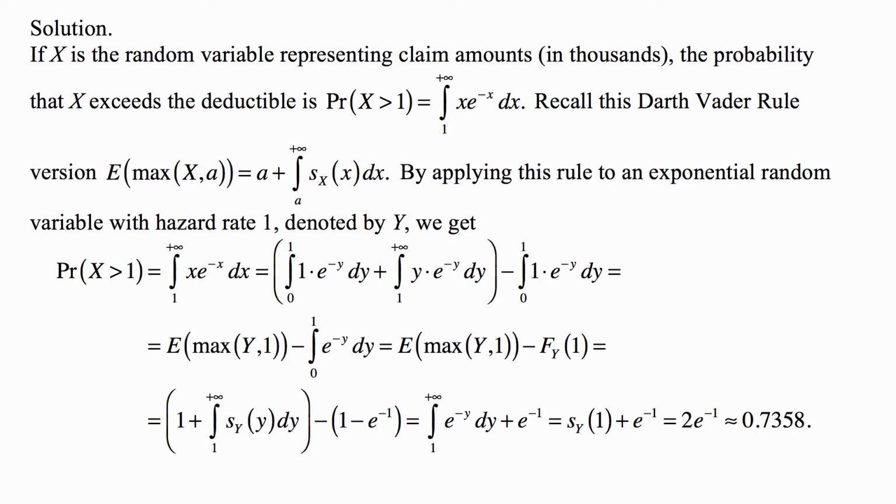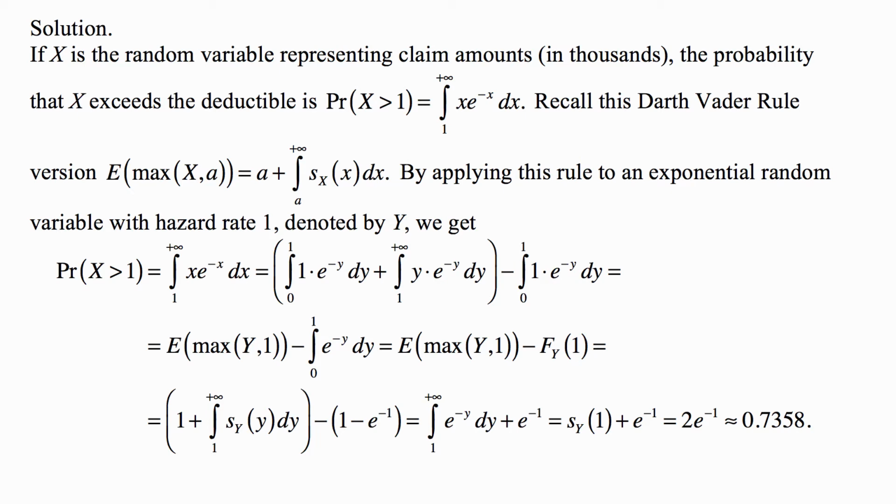So, of course, I can't resist trying to use the Darth Vader rule for the solution. What we're looking for, the crucial piece of information, is the probability that x is more than 1 for this random variable, which is the integral from 1 to plus infinity of x times e to the minus x dx. And recall this Darth Vader rule version: the expected value of the maximum of x and a is a plus the integral from a to plus infinity of S sub x of x dx, where S sub x is the survival function of this random variable.